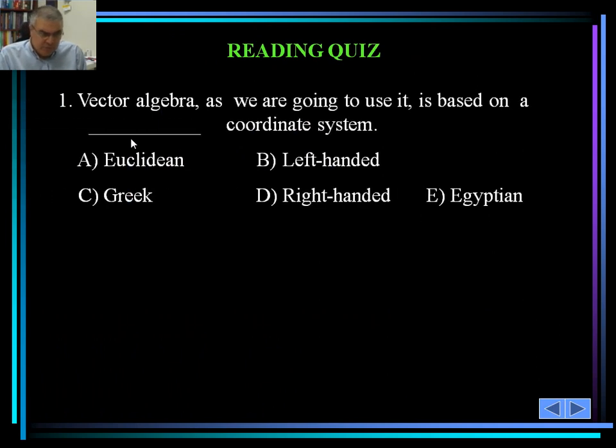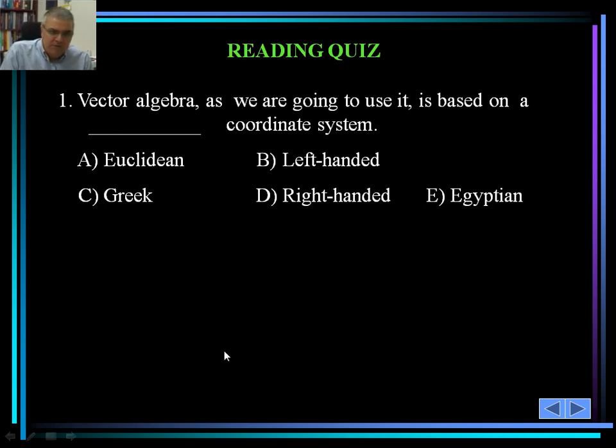So the question here is the reading quiz. You can read it. Question number 1 is that vector algebra, as we are going to use it, is based on what kind of coordinate system. Again, you can look at all the choices: A, B, C, D, and E. In vector algebra, the right-handed rule would be used.